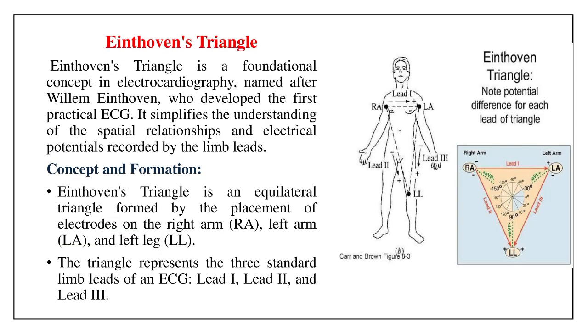Einthoven's triangle. Einthoven's triangle is a foundational concept in electrocardiography, named after Willem Einthoven, who developed the first practical ECG. It simplifies the understanding of the spatial relationships and electrical potentials recorded by the limb leads. Concept and formation. Einthoven's triangle is an equilateral triangle formed by the placement of electrodes on the right arm RA, left arm LA, and left leg LL. The triangle represents the three standard limb leads of an ECG, lead I, lead 2, and lead 3.